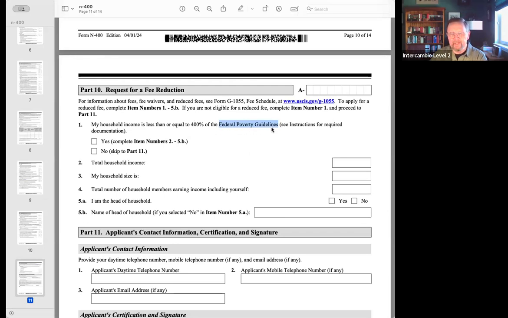400% of the federal poverty guidelines are really quite generous. For a family of four, for example, it's $124,800. So if your income is under $124,800, that's the amount that you would have claimed on your income tax, then you can still get that fee cut in half. But this is how you would fill it out. Yes, my household income did follow that. Or no, it didn't follow that. And if you answer no, you just skip on to 11.